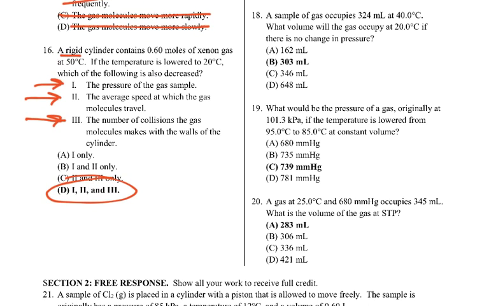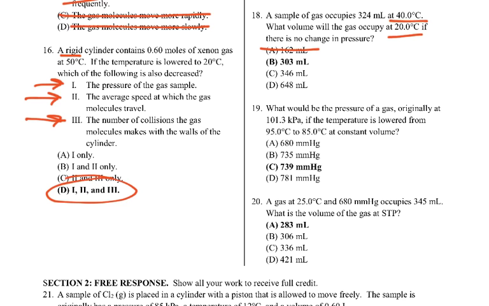18. The sample of gas occupies 324 milliliters at 40 degrees. What volume will the gas occupy at 20 degrees if there's no change in pressure? Okay, so we're going from 40 down to 20. So it looks like it might go down to half, which would be 162. That's not the answer because we haven't changed to Kelvin.